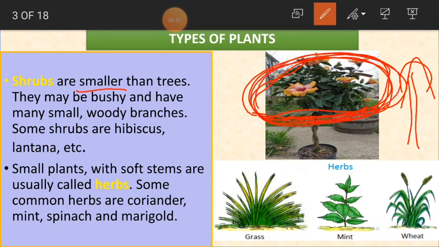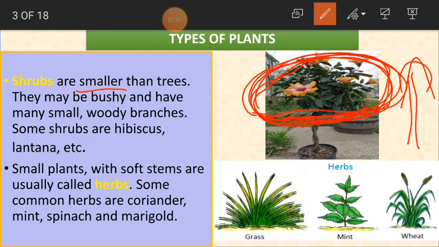Okay, and they have small woody branches. Every plant has branches. These shrubs also have small woody branches, and there will be many branches because it is so bushy. Bushy in the sense having so many branches and leaves that we call it bushy. It is not like a single line. So it is expanded like a bush. That's why it has many branches.